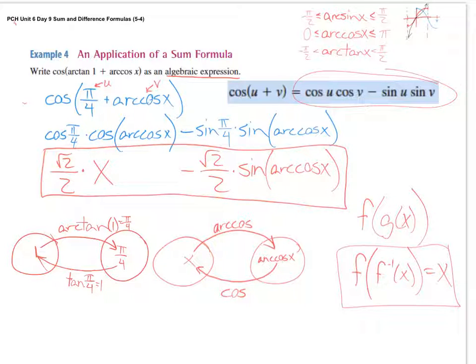When it says write as an algebraic expression, are we basically just simplifying it as much as we can? Yeah, simplify as much as you can. Use your formula, plug in values that you can find, but you're going to end up with some x's in your answer, and that's okay.